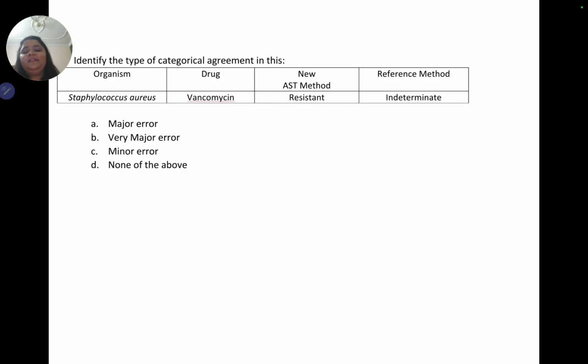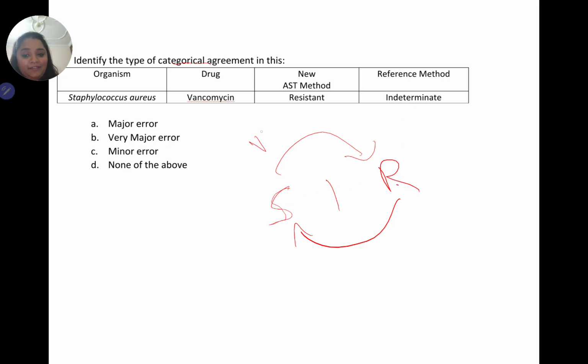Let's continue with it. Next we have, so I've already discussed this. Easy. Identify the type of categorical agreement. As I mentioned, just put susceptible, intermediate, resistant. If your new AST method is saying sensitive but the reference method is showing resistant, this is a very major error, because just remember, it is a clue. If you're giving a sensitive report, clinicians are most likely to start this drug, which is actually a resistant drug, which will cause more harm. So that's why it's a very major error.